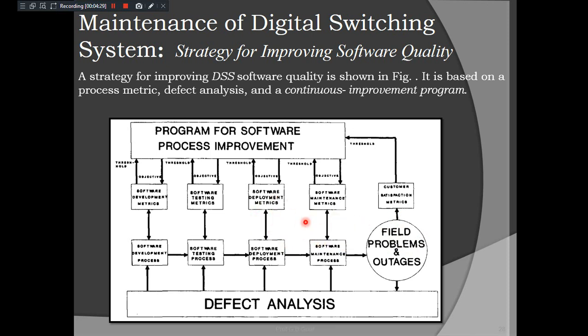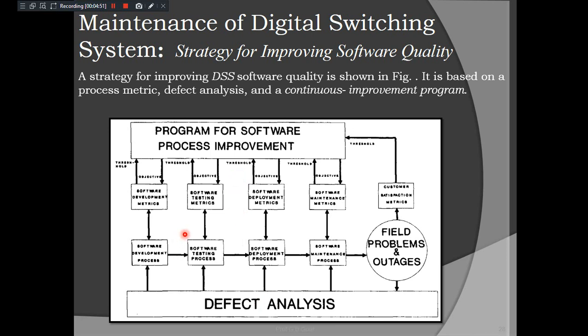Then later we can see how to explain each of these blocks, what their functions are, and how they are interrelated with each other. I just told you there are three main sections: CIP, a set of processes, and defect analysis. These are the three main sections of this block diagram.